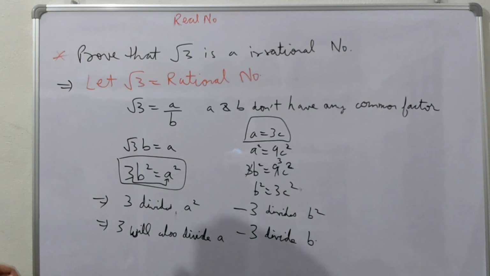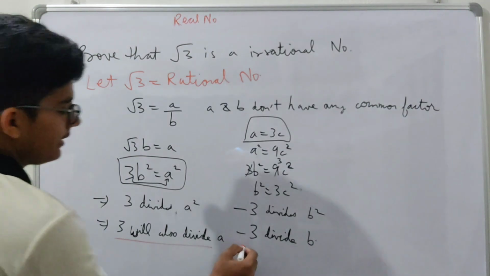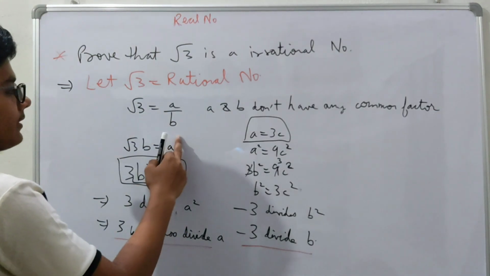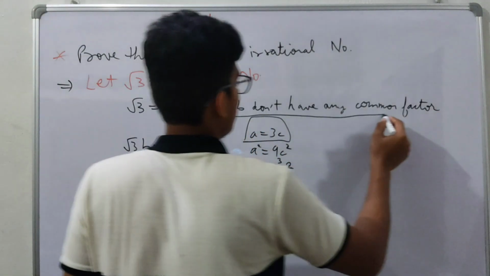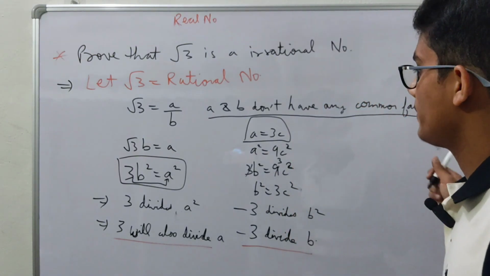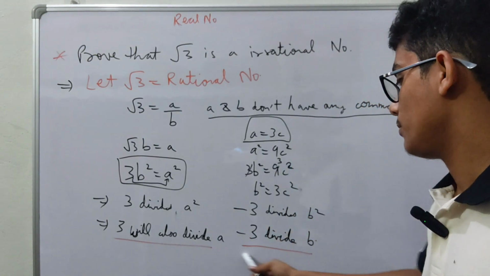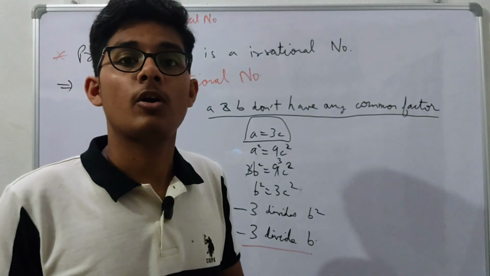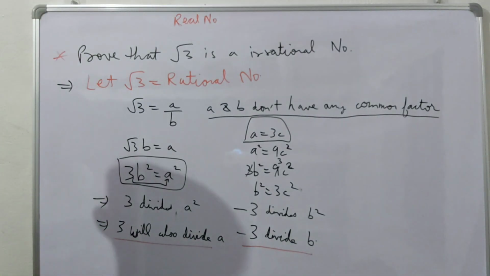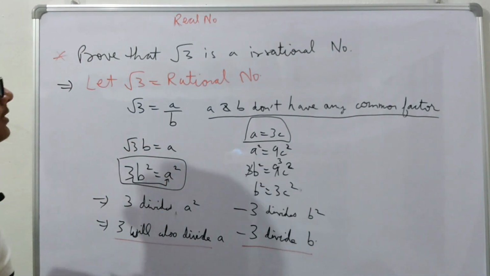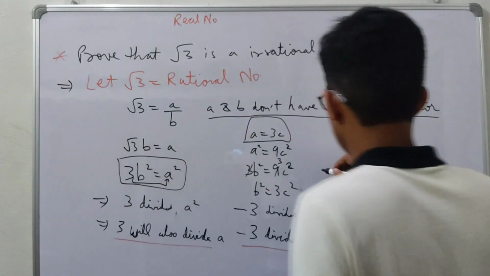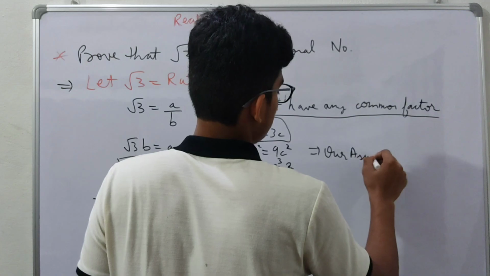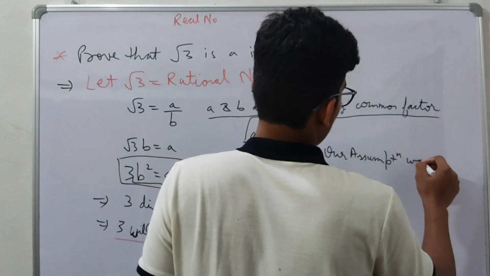So you can see here that 3 divides a and 3 divides b, but our assumption was that a and b don't have any common factor. Here a and b both have 3 as a common factor, which is not possible, because our assumption was that a and b don't have any common factor. Hence our assumption was wrong.